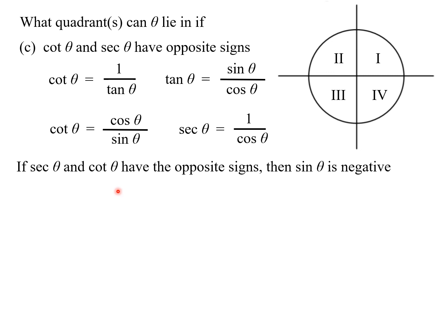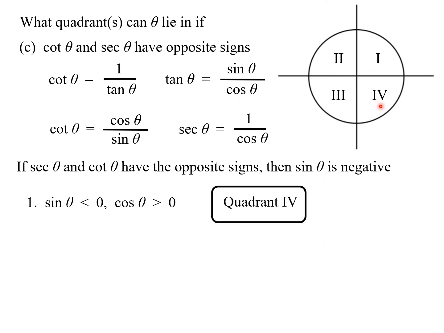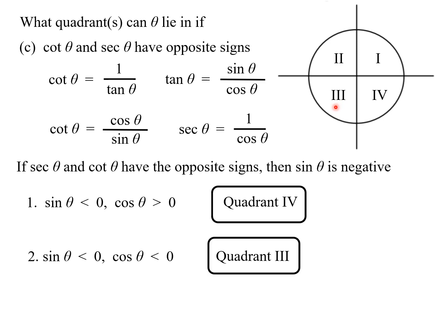Okay, but the cosine can either be positive or negative. So we have two cases again. If the sine is negative, as it must be, but the cosine is positive, what quadrant does that lead us to? Y being negative, x being positive, quadrant 4. If the sine is negative and the cosine is also negative, what quadrant does that lead us to? Sine's negative, cosine's negative, that leads us to quadrant 3.